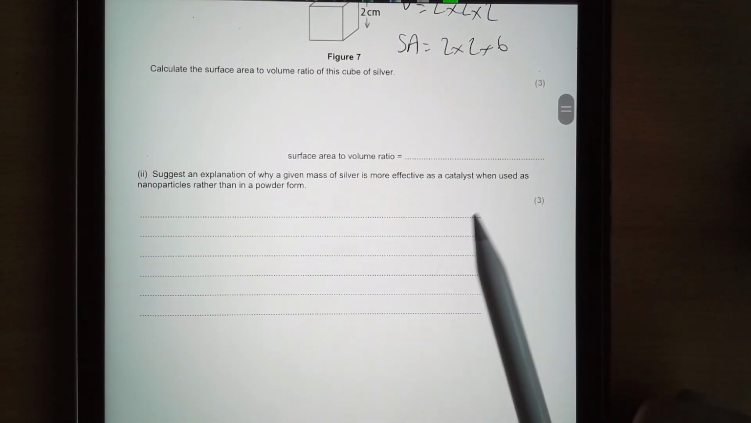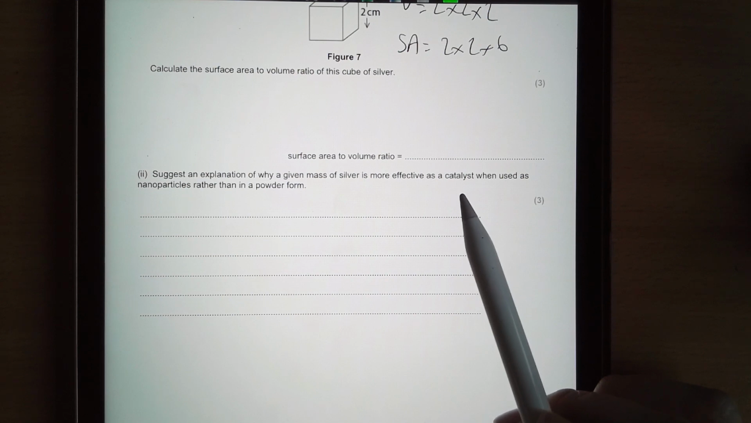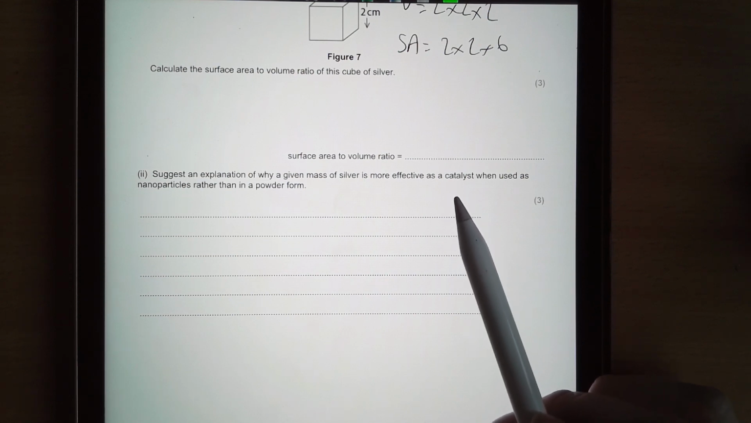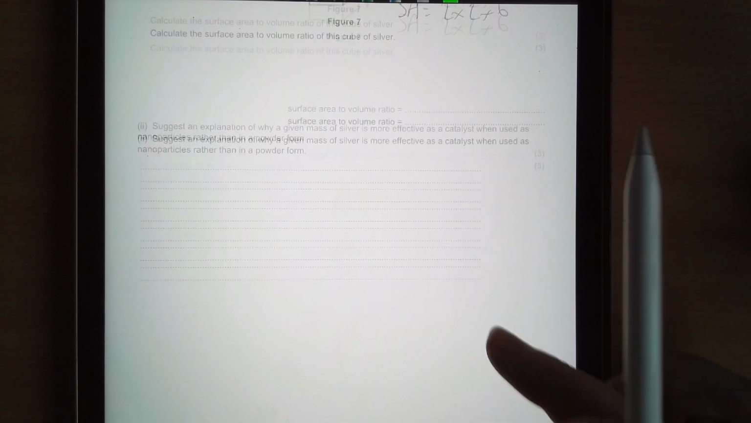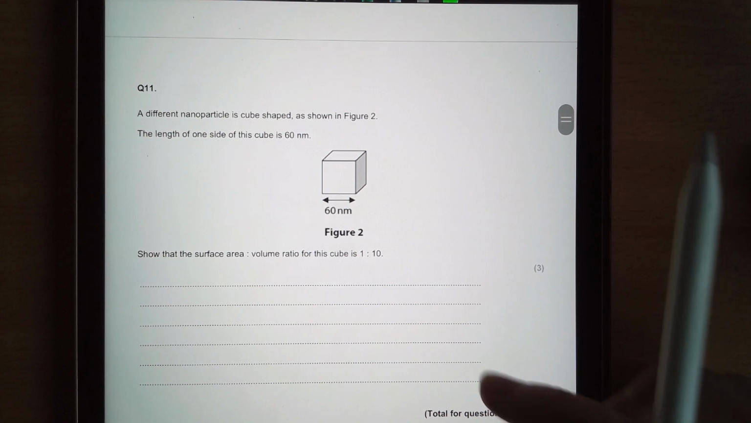They can ask you a few questions about catalysts and why they're effective if you use them as nanoparticles. If you think back to rates of reactions, we learned that if you've got an increased surface area, then you'll have an increased rate of reaction, and that will be what you'll be talking about here. Smaller particles, increased surface area, greater surface for the reaction to take place on, and then a faster rate of reaction. Another surface area to volume, again for 3 marks.